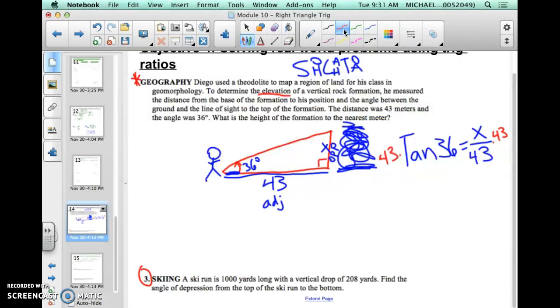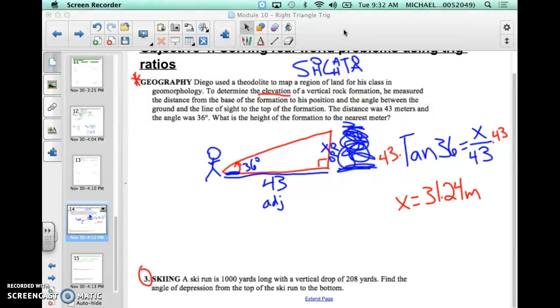So I can punch that in my calculator. 43 times the tangent of 36. Close up the parenthesis. And I get x to be 31.24 meters to the nearest meter. So what is the height to the nearest meter? Technically it would be 31 meters then. And that is my final answer.